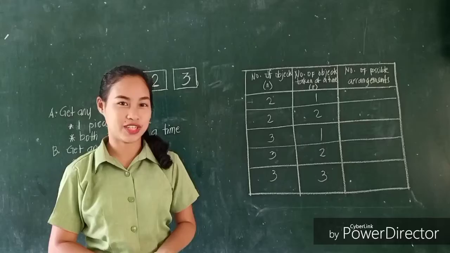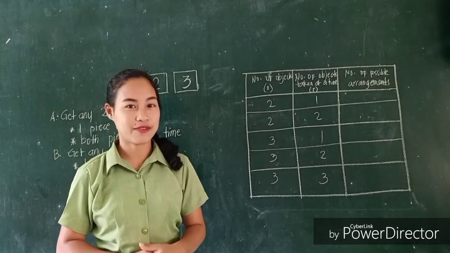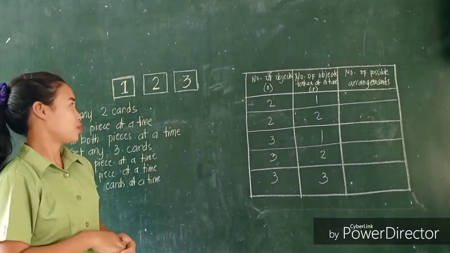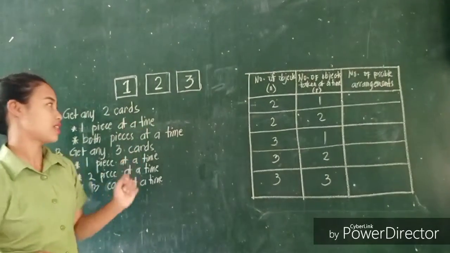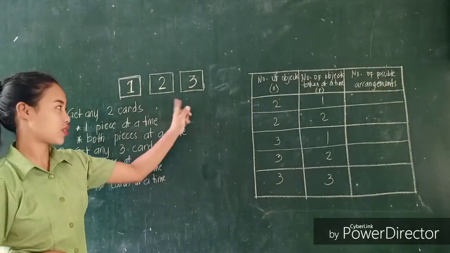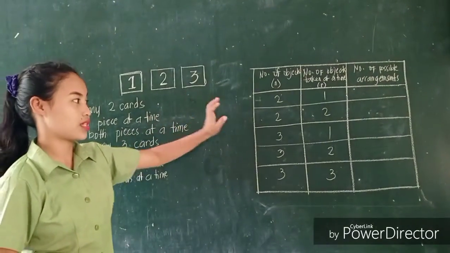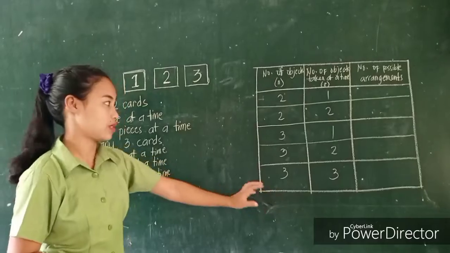We will talk about permutation. But before that, let's have first an activity. So let's start. Let's assume that we have here 3 cards: 1, 2, and 3. We will arrange these 3 cards. As you can see, we have here a table.